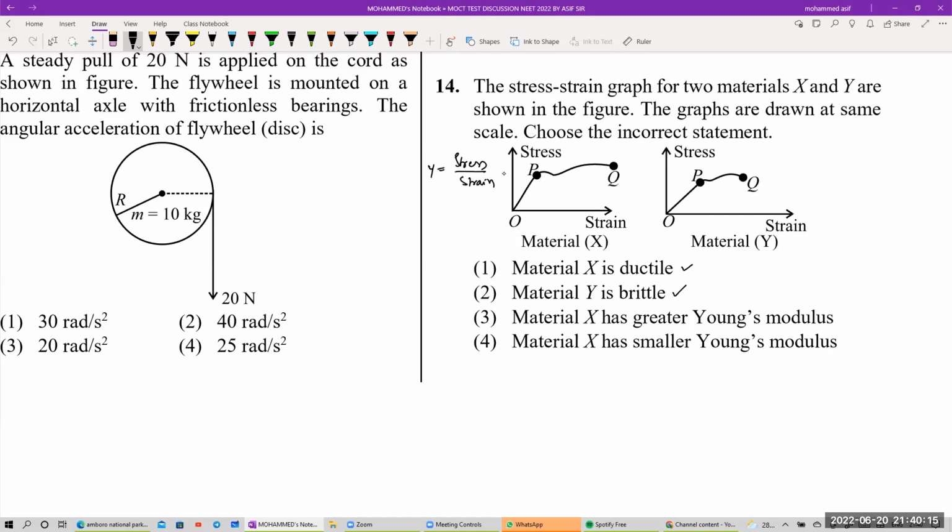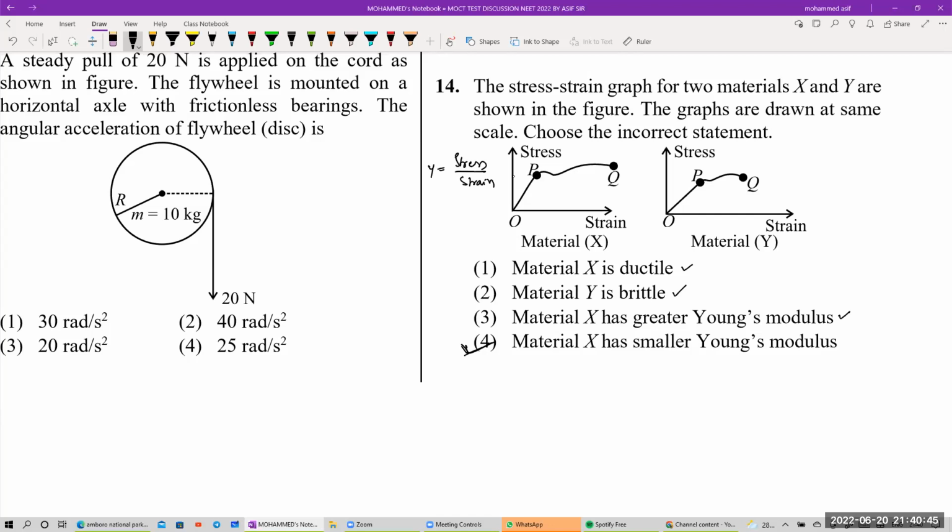Material X has a greater Young's modulus. Young's modulus किस पे डिपेंड करता है बेटा, Young's modulus will depend upon the stress, isn't it? Material X has greater slope than the material Y. So obviously, fourth option will be wrong. So the incorrect statement is 4 because it says material X has the smaller Young's modulus, but material X has greater Young's modulus. So fourth option को अपन को टिक करके आना है। Correct नहीं पूछ रहा है, basically wrong option पूछ रहा है। Clear है? Slope more.